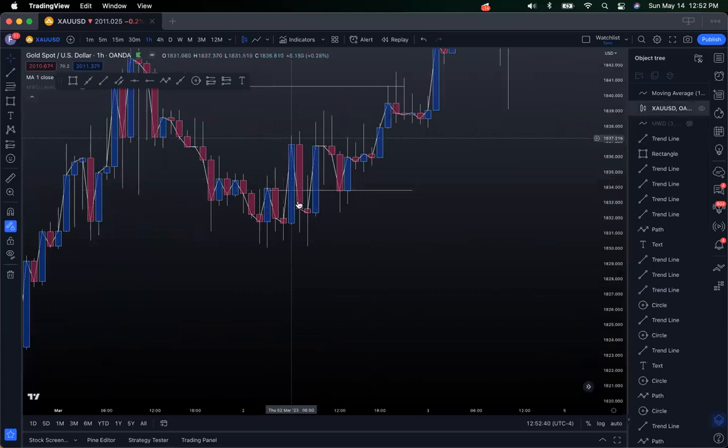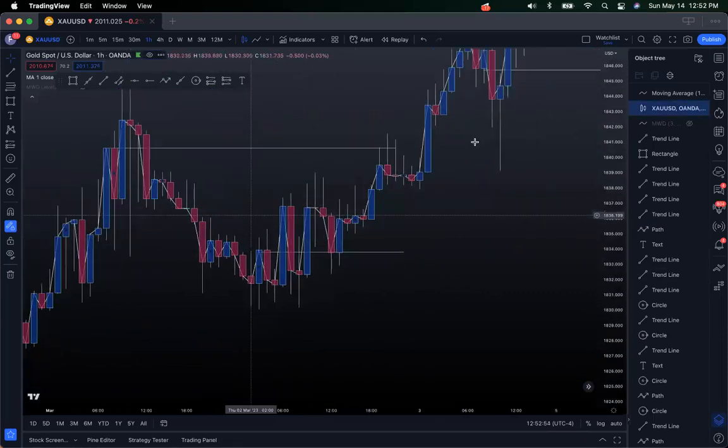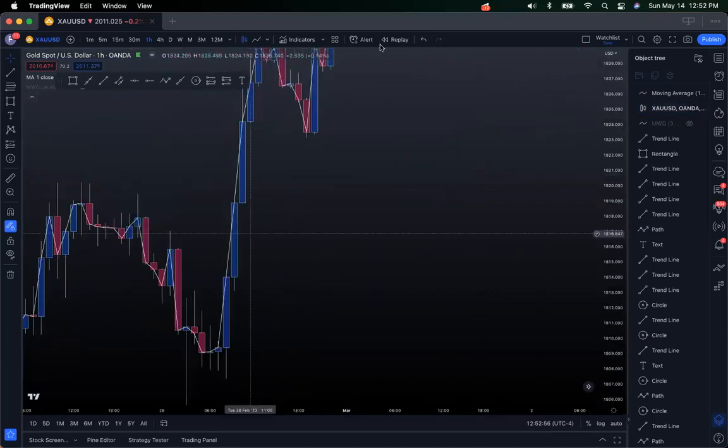Shoulder level, head, a breakdown, a break back up, and then it came back to test this level. Okay, and we'll do one more.